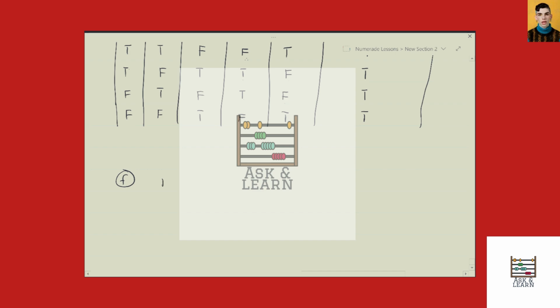The last one is P exclusively Q, and so this is the conjunction. Okay, conjunction, and that means that both should be true for it to be true. If one of them is false, it would be false.